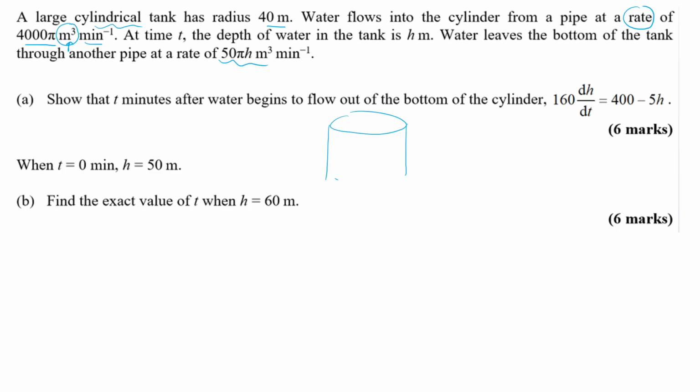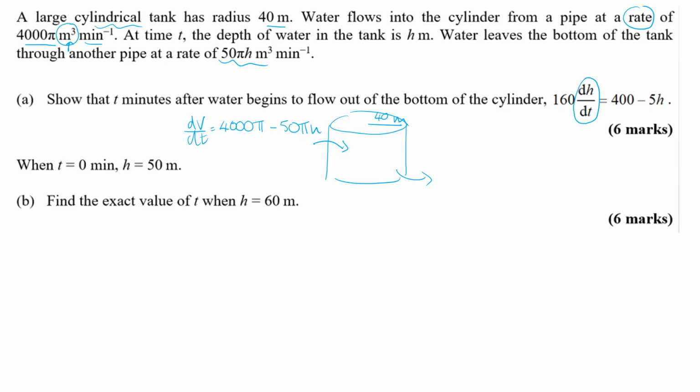So we've got a tank, radius 40 meters. We've got water coming in, but then water going out. They're both in the same units. And what is that water doing? It's changing with respect to time, and it's the volume that's changing. So as soon as we see the word rate, we can write dV by dt is equal to 4000 pi minus 50 pi h.